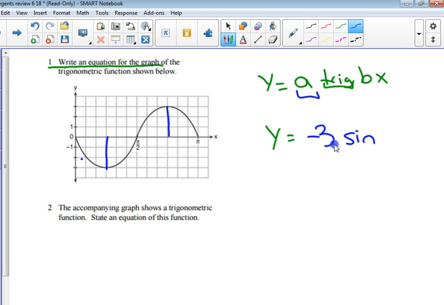Good job. This part's very tricky. The b is the frequency, and this is how many full curves you see between 0 and 2 pi. Watch your scale. They always try to mess you guys up with this. So if you imagine 2 pi, double 2x. Got it? Nice.